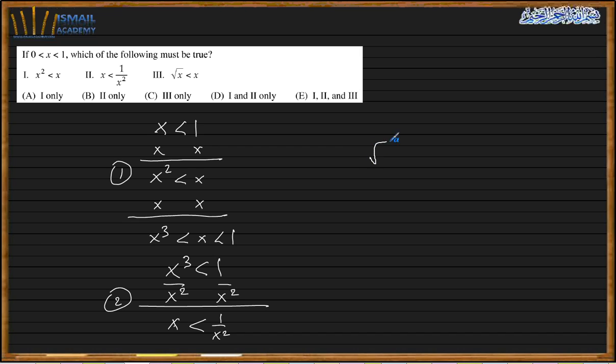And the last one, we have square root of x is less than x. Because we know both of them are positive, if we square both sides, the inequality stays the same. Then I will have x is less than x squared. But this is wrong. Why? Because we already know that x squared is less than x. So the last statement is false. So 1 and 2 are the only ones that are true. So I will circle D.